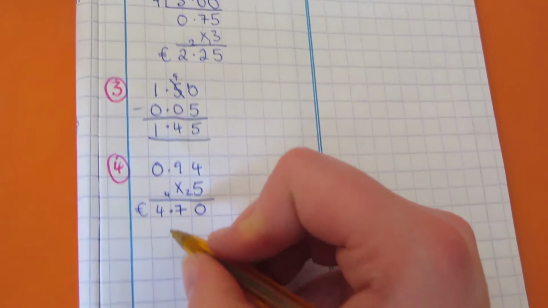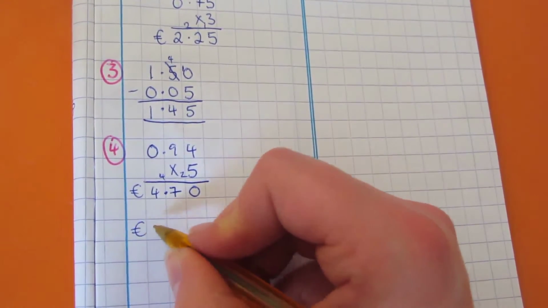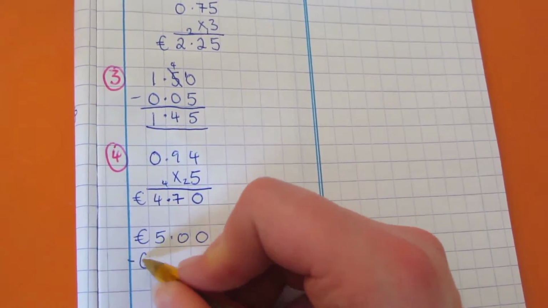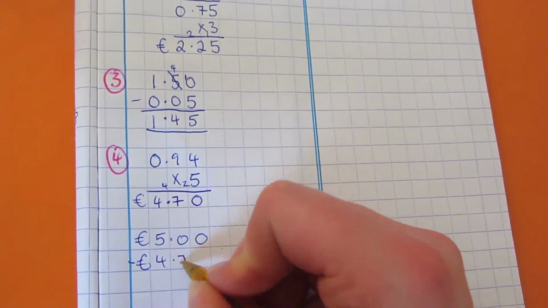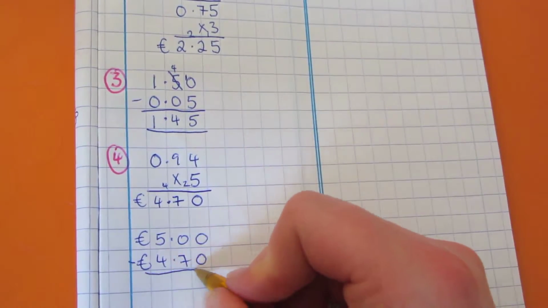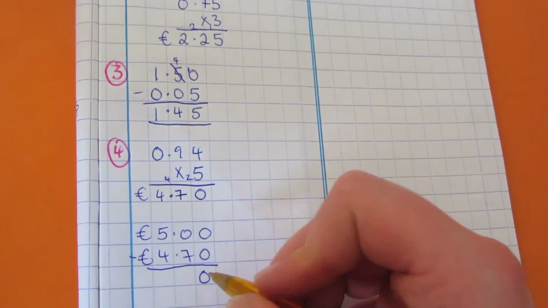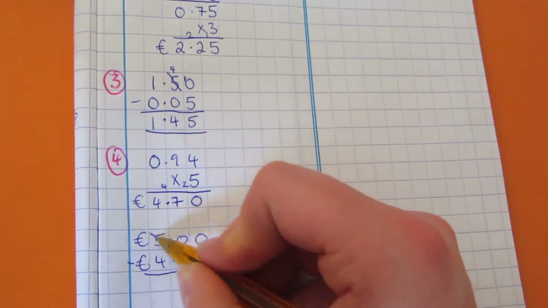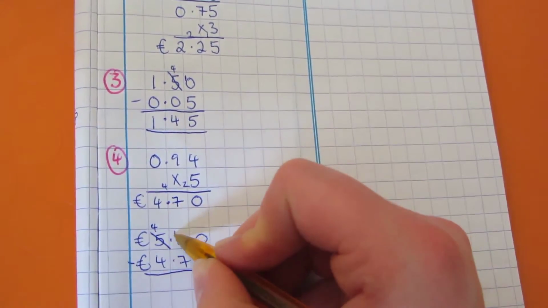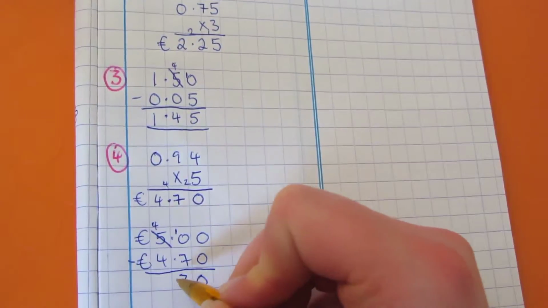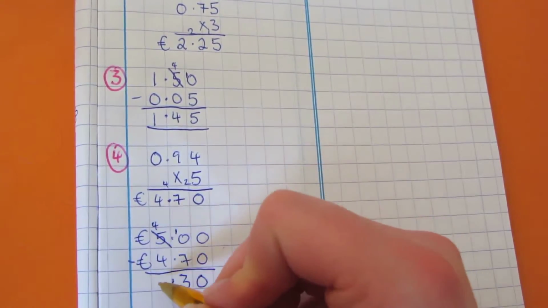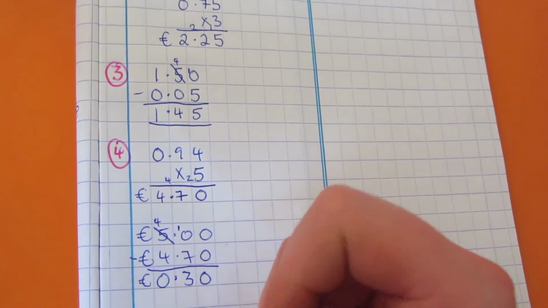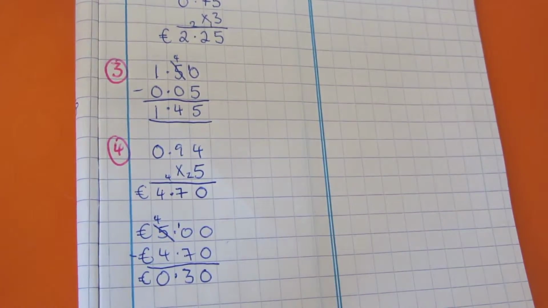We want to find out how much change we'll get from €5. €5. Take away our €4.70. 0 from 0 is 0. Can't take 7 away from 0, so we're going to have to borrow. 10 take away 7 is 3. Put in our decimal point. 5 take away 4 is 1. So 30 cents is the change that we'll get.